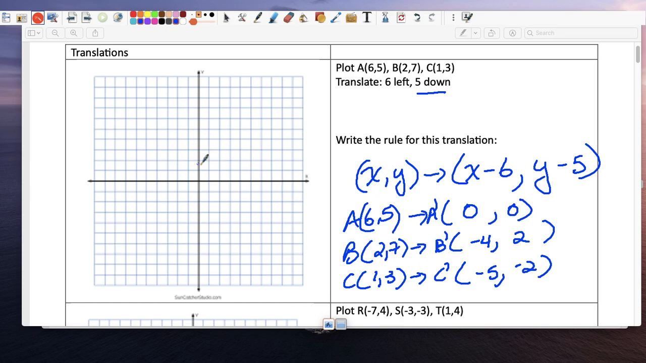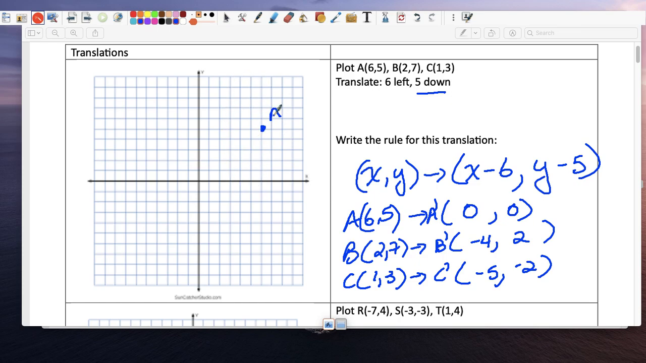So now let's just plot. A, 6 and 5, 1, 2, 3, 4, 5, 6. 1, 2, 3, 4, 5. Actually, I need my glasses. Oh, here we go. Oh, no, getting old. I can't even see this anymore. Well, I can see, but it's just 1, 2, 3, 4, 5, 6, and then 1, 2, 3, 4, 5. Okay. Remind me to get a coordinate plane with numbers next time.